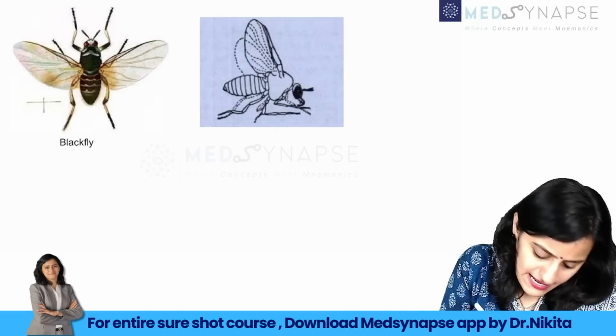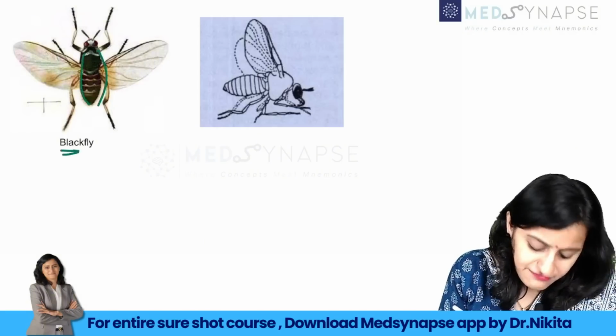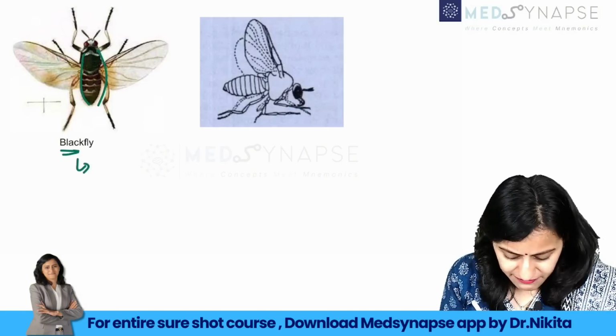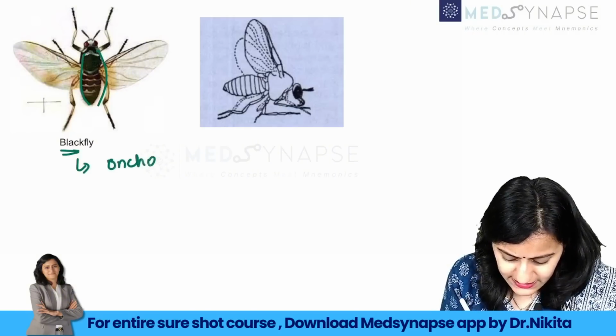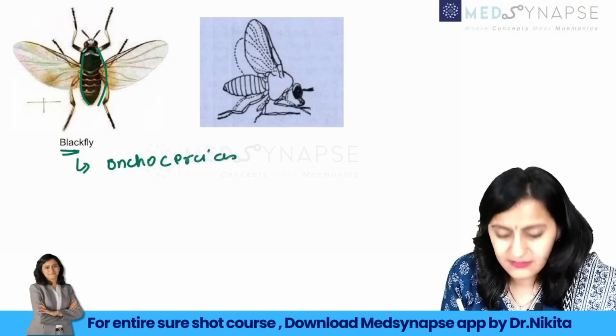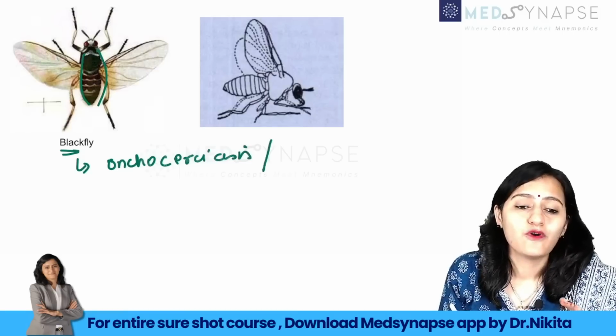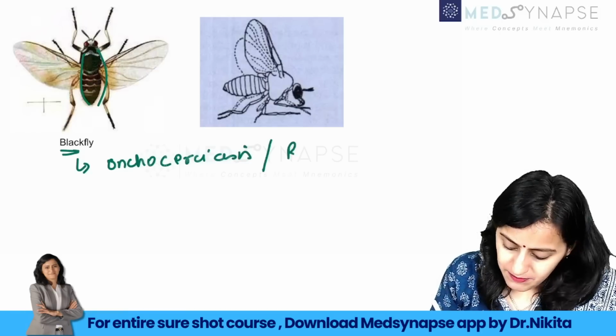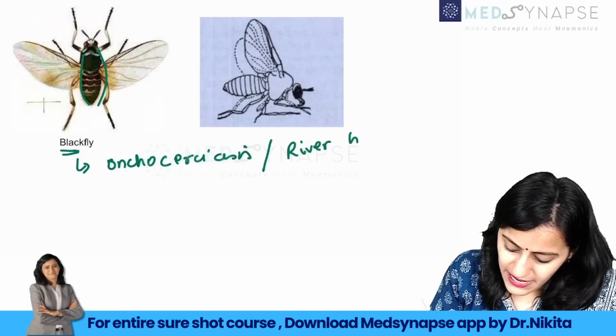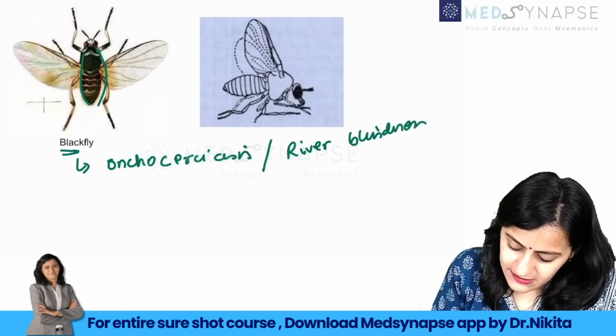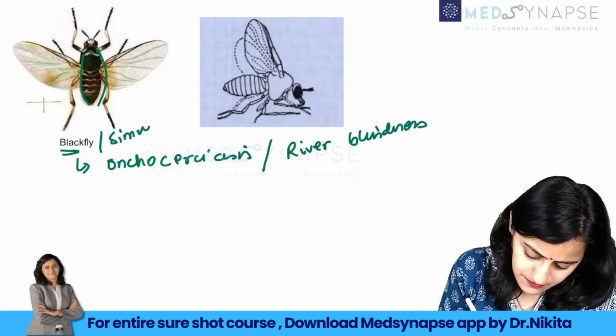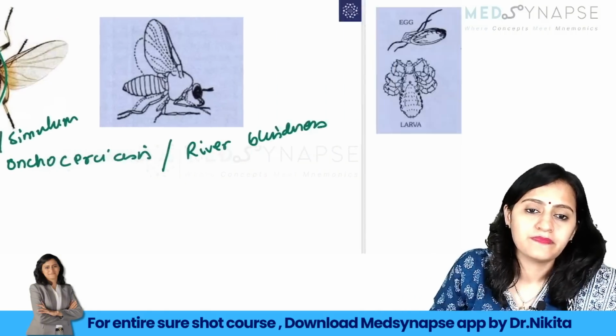Next one, this is black in color. This is Blackfly. Okay, Blackfly. Onchocerciasis, when there is cancer, the life becomes black. Onchocerciasis, blindness, black is blindness, river blindness. This is also called as Simulium. Okay, also called as Simulium.